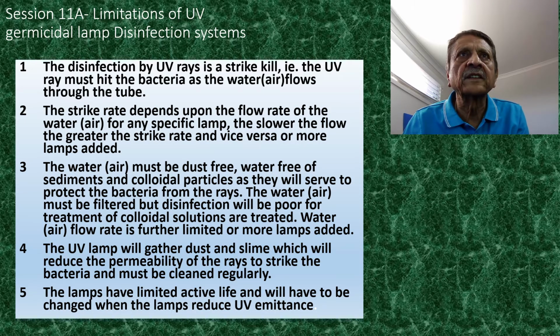The disinfection by UV rays is a strike kill. That is, the UV rays must hit the bacteria as the water or air flows through the tube. The strike rate depends upon the flow rate of the air or water for any specific lamp. The slower the flow, the greater strike rate, and vice versa. Or more lamps have to be added.